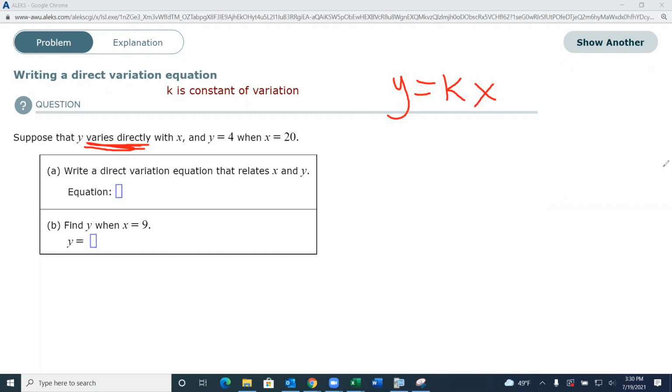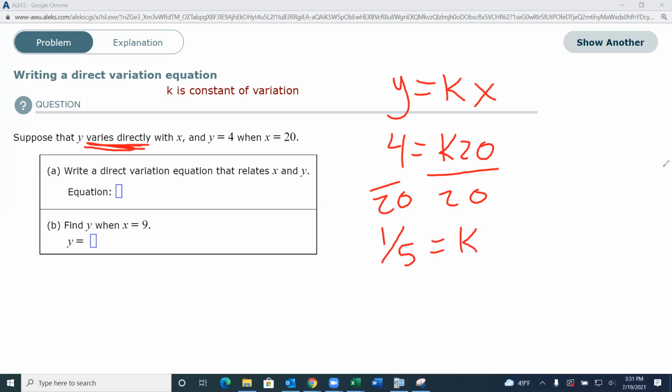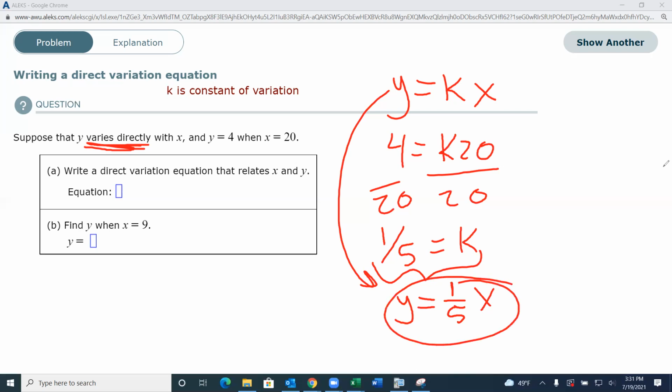So it says, hey, when y is 4, x is 20. Okay, so I plug in 4 and 20. I divide by 20, and I get k is 1/5. So if k is 1/5, then y equals kx is, for this problem, actually y equals 1/5 x, because I can replace the k with 1/5. So that's the answer to part A: y equals 1/5 x.